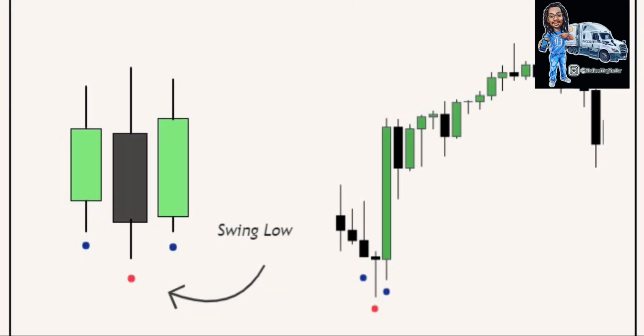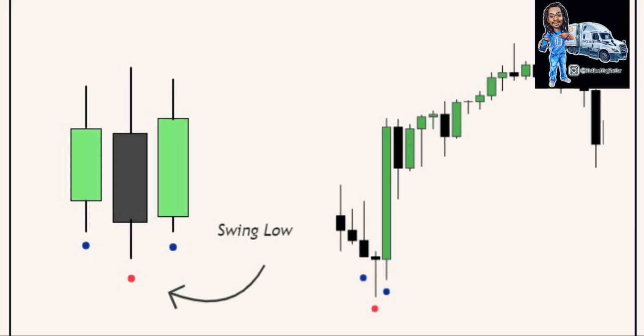And the same thing applies for a swing low. A swing low is the same thing. It's a 3-candle pattern. The middle candle is the most important candle to look at, right? Because the wick of that candle should be lower than the wicks and the body of the candles left and right of that middle candle. And that is essentially how you identify a swing low in the market.